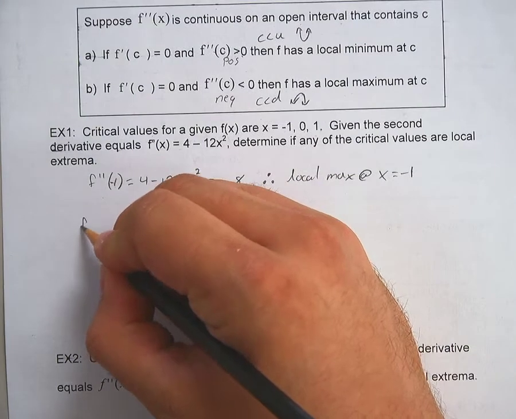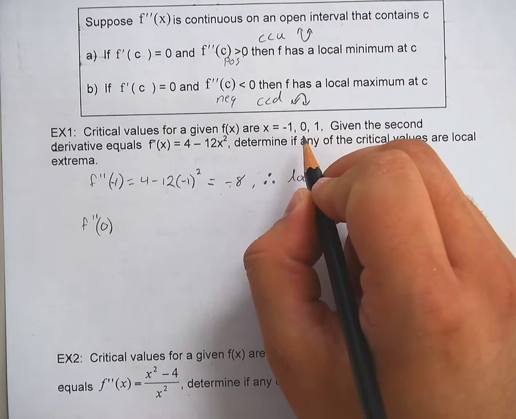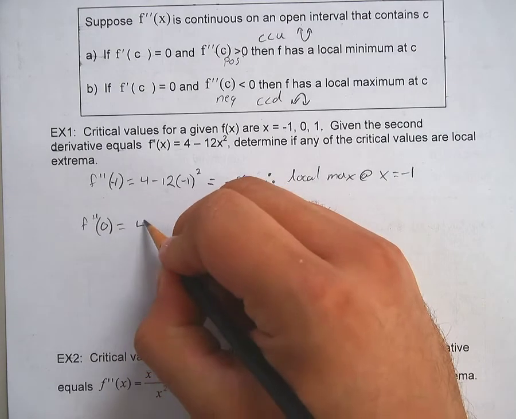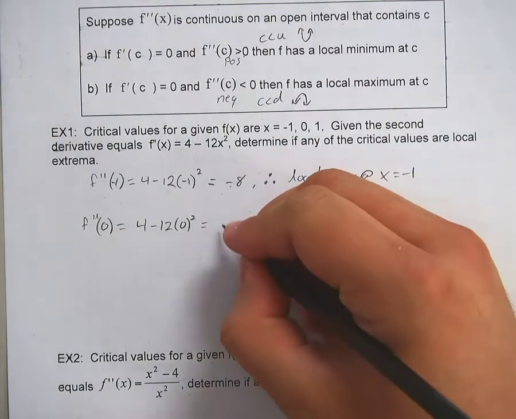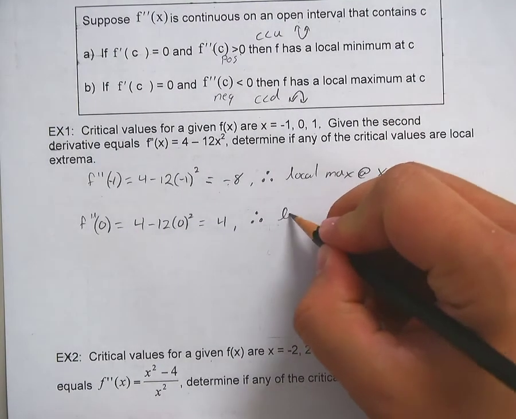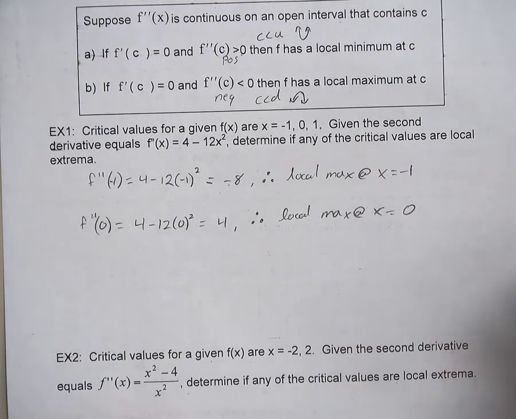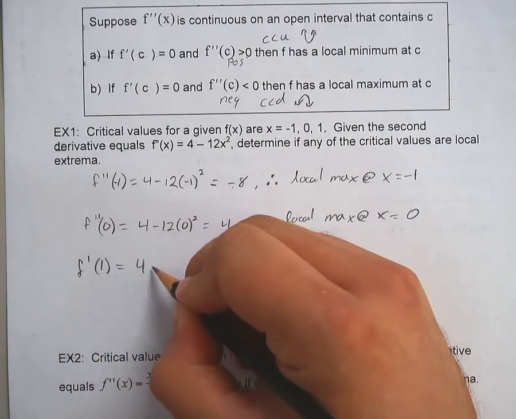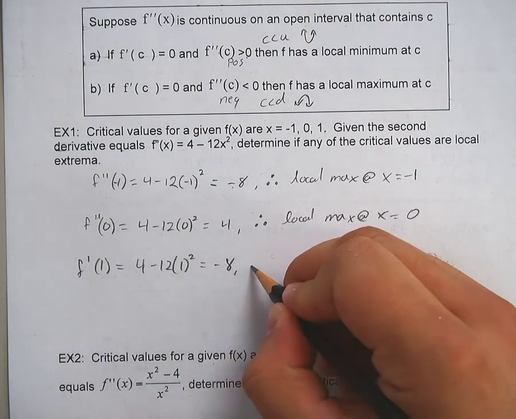Let's do it for the second critical value. Remember, these critical values came from setting the first derivative to 0. So at the second critical value here, 4 minus 12 times 0 squared, which is going to give you 4. Is that positive or negative? Well, it's positive. So therefore we have a local max at x equals 0. And last one here, 4 minus 12 times 1 squared. And again, that's going to give you a -8.